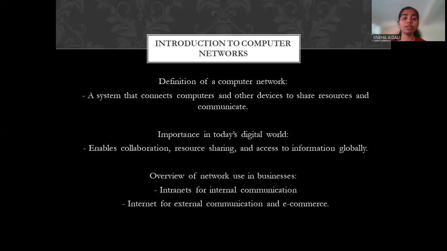Now, next we have an overview of network use in business. So why do we need a network in the case of business? It is because it serves internal communication. It also helps with the internet for external communication as well as for e-commerce.